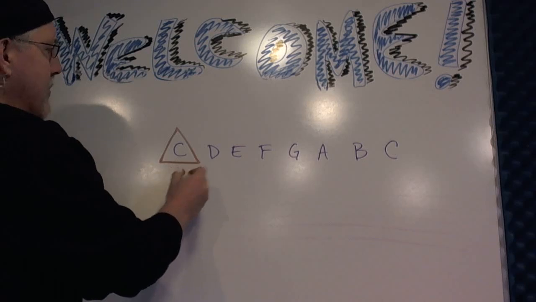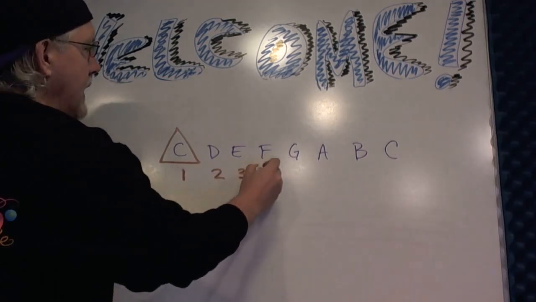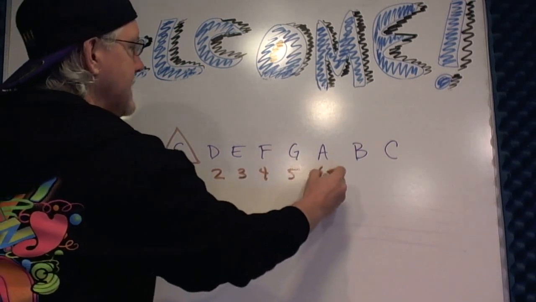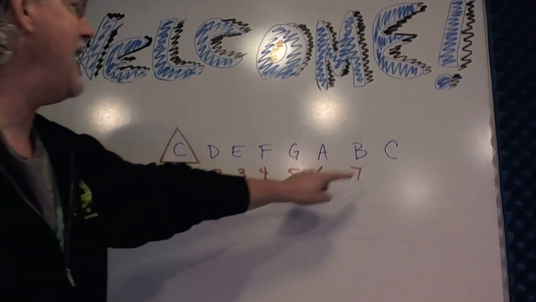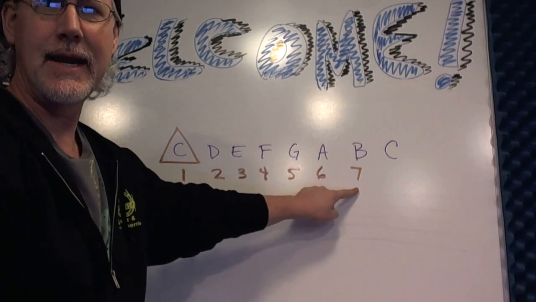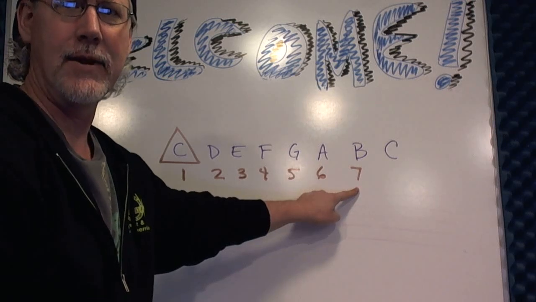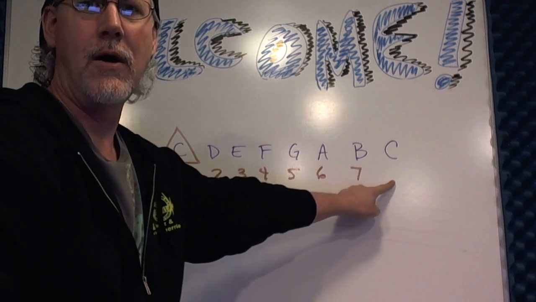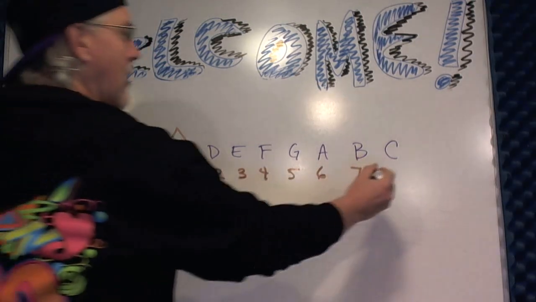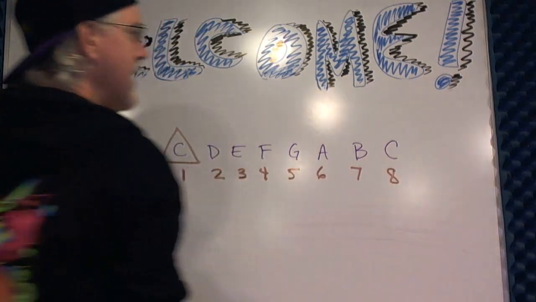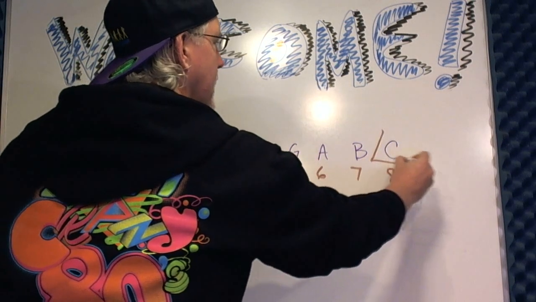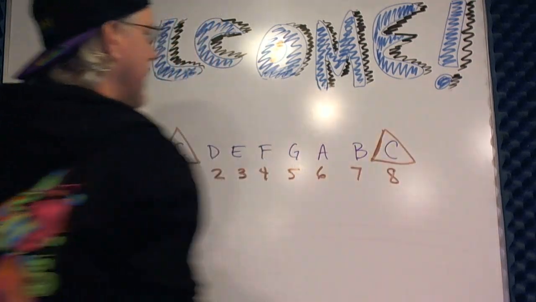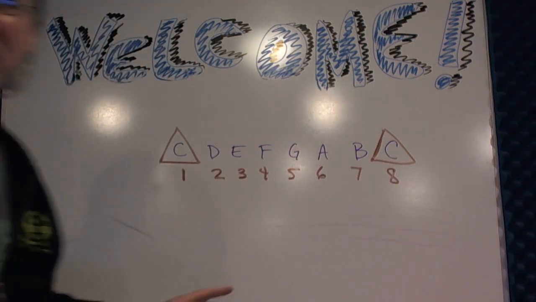This is scale degree number 1, 2, 3, 4, 5, 6, 7. Now notice that's C, D, E, F, G, A, B. And then after I get on to B, scale degree number 7, I start over on C. Now this, I can call this scale degree number 8, okay? But it is also the same as scale degree number 1, and that is the root or the tonic of the scale. That's the root or the tonic of the scale.